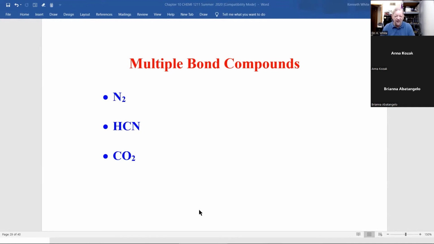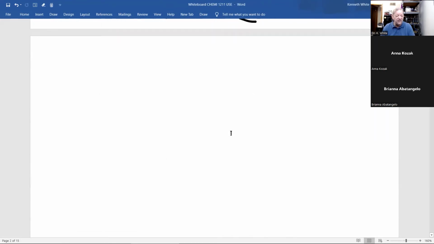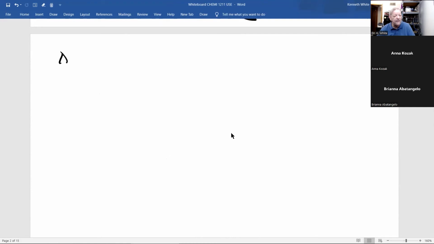All right, let's do one more and let's have you try this. I'm going to share the fun. So the question is, draw the Lewis structure for CO2. Now, CO2 is carbon dioxide.